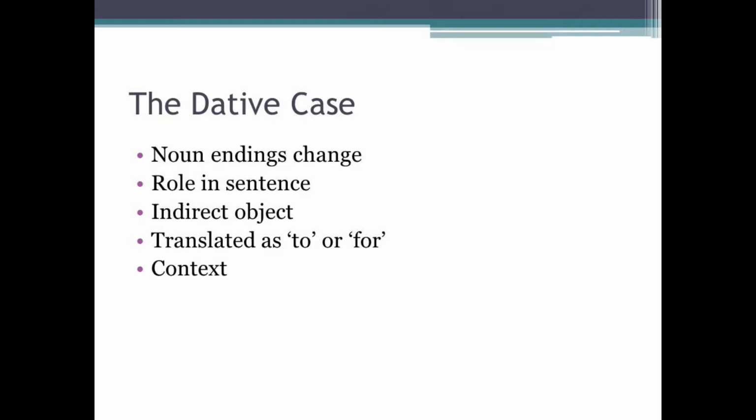The dative case. As we know, confidently in Latin, nouns change their endings to reflect their role or function within a sentence. We are now being introduced to the dative case, which is known as the indirect object. The indirect object is a noun that benefits or suffers from the action of a main verb and is translated into English with the words to or for.